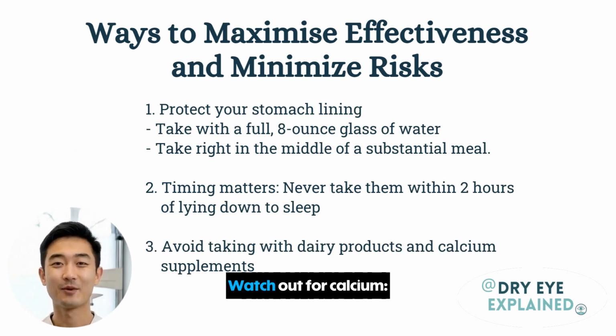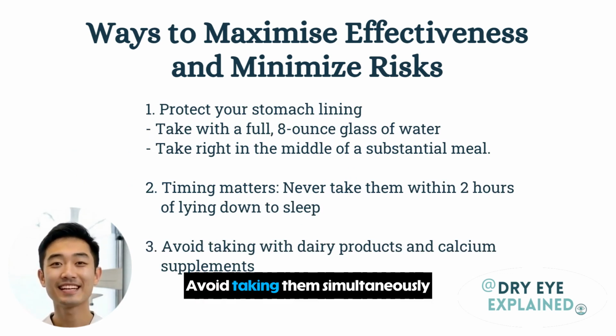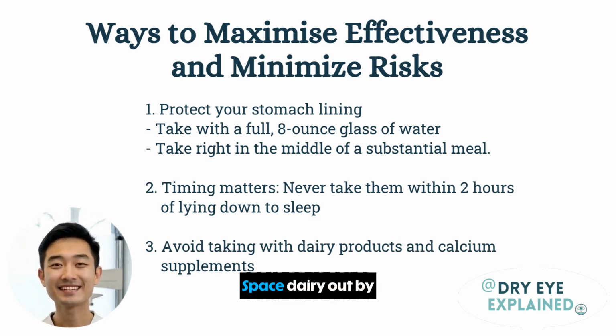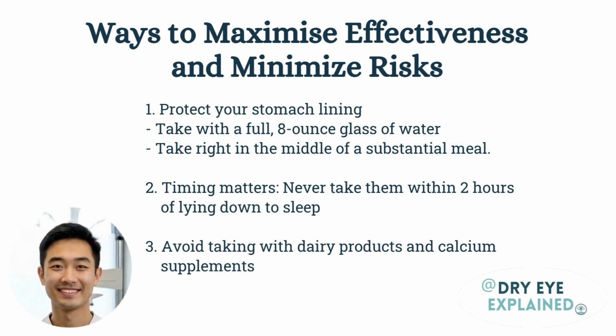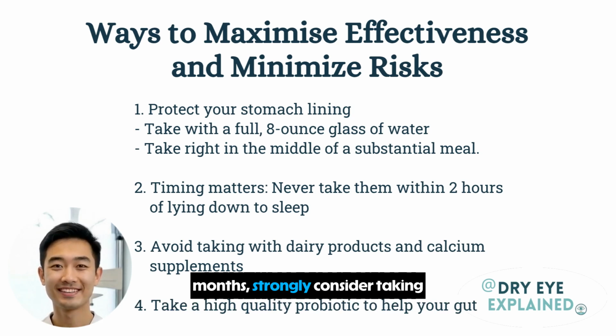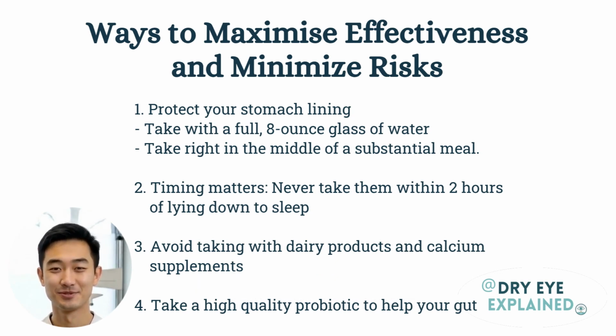3. Watch out for calcium. Avoid taking them simultaneously with dairy products, calcium supplements, or antacids. Calcium actively binds to the tetracycline molecule in your stomach and completely stops your body from absorbing the medication. Space dairy out by at least 2 hours. 4. Support your gut. Since you may be on these medications for several months, strongly consider taking a high-quality probiotic to protect your gut microbiome and prevent the bloating that can accompany long-term use.